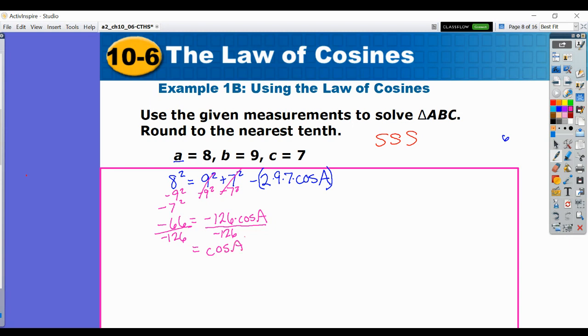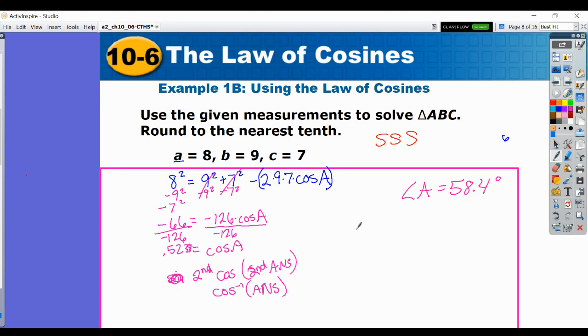So negative 66 divided by negative 126. I have in my calculator 0.5238, and so on. In order to solve for cosine then, I'm going to hit second cosine, second answer. Okay, I want my calculator to do the inverse cosine of the answer. So second cosine, second answer is 58.4. So angle A is 58.4 degrees.